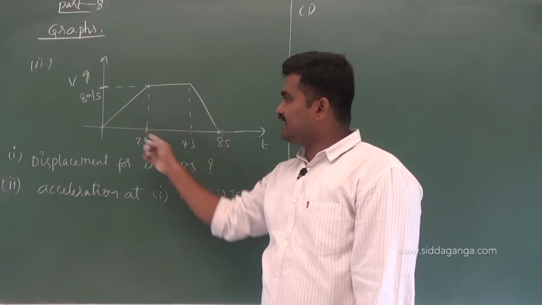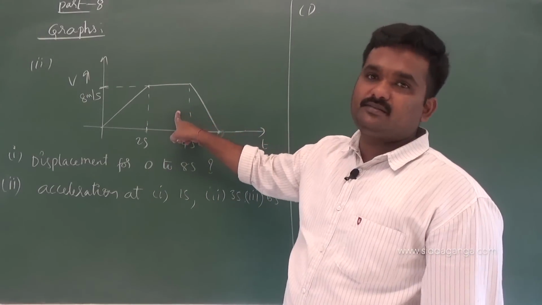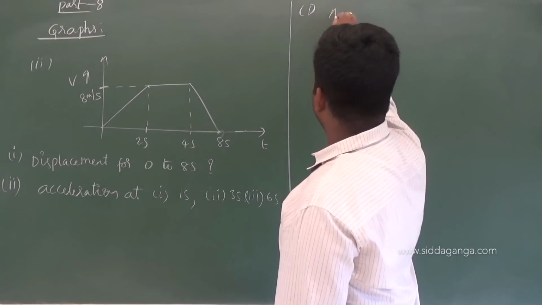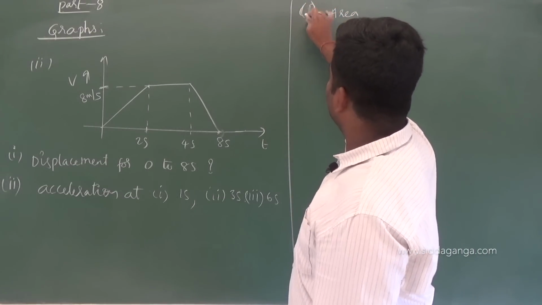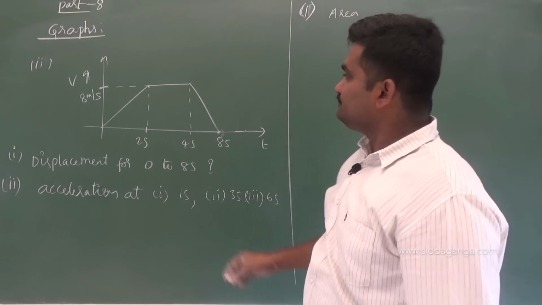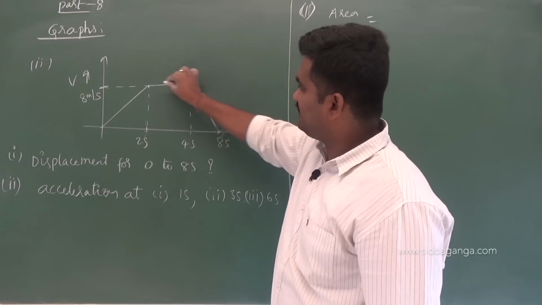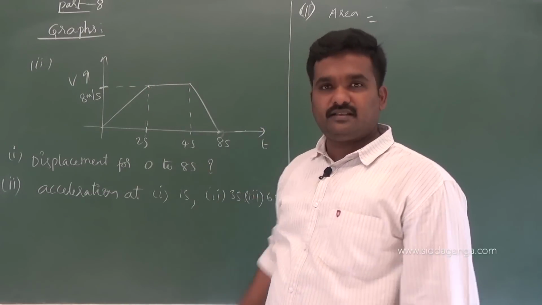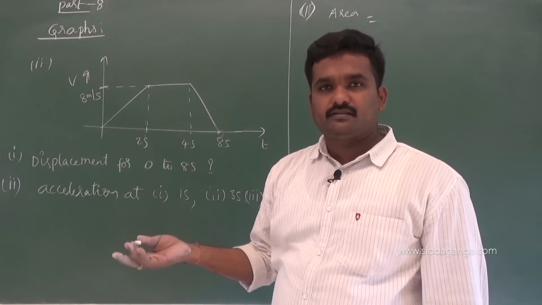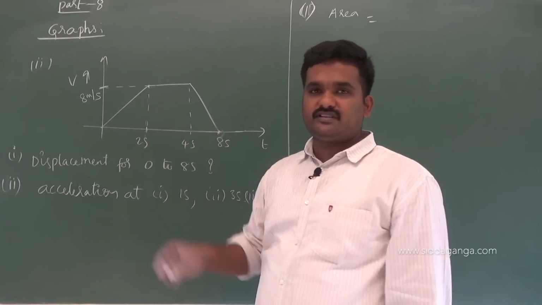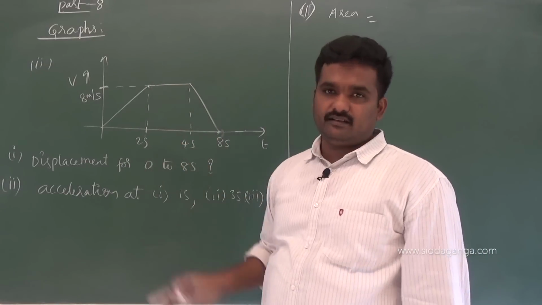If you find the area, it is enough. We are going to find the displacement, right? Area of the graph gives displacement. How to find the area? This is one triangle, this is one rectangle, and this is one more triangle. You can take the sum of these three, or else you can take the whole as a trapezium and find the area.